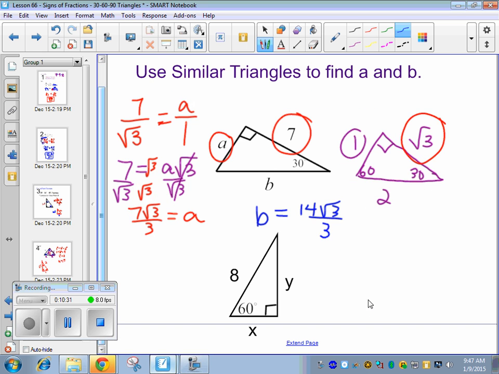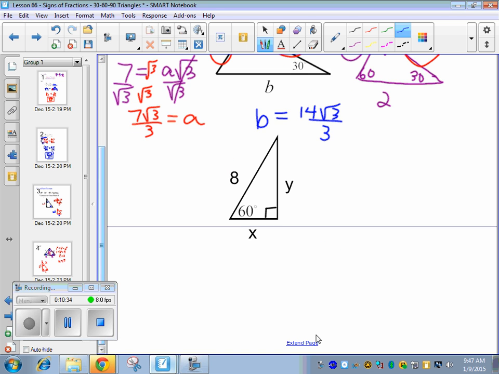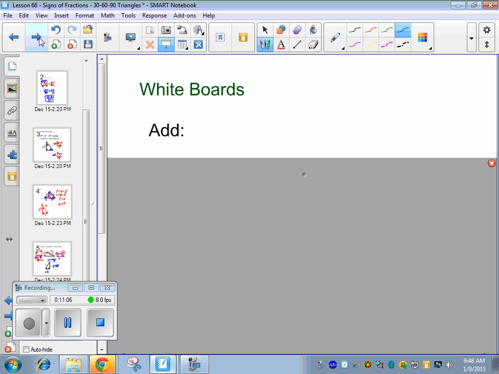And let's try this one. They're giving us an easy side. They're giving us the hypotenuse. The hypotenuse is always what to this short leg? Twice. So what is x equal to? 4. Okay. And then once we know this side, what about this side? Anybody know it? 4 root 3. Okay. You know x. You know the short side, just multiply by root 3. Or you can use similar triangles. Any questions?